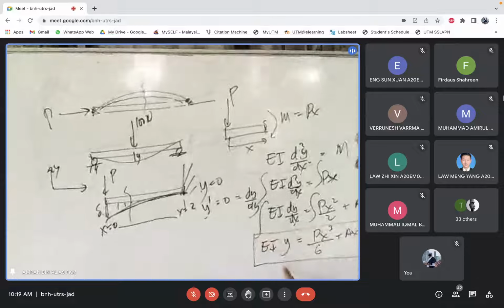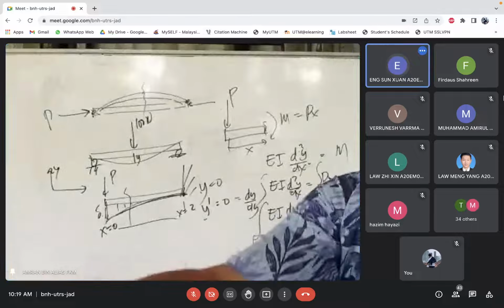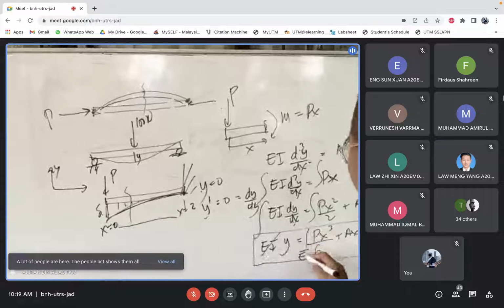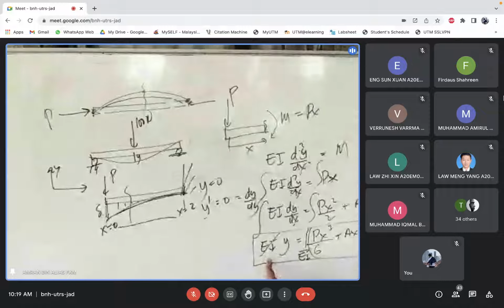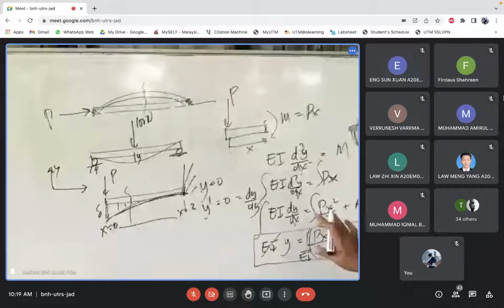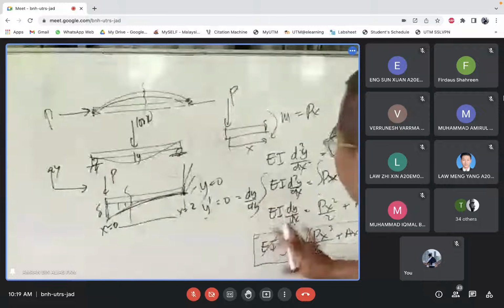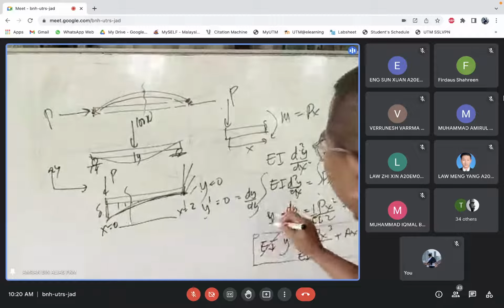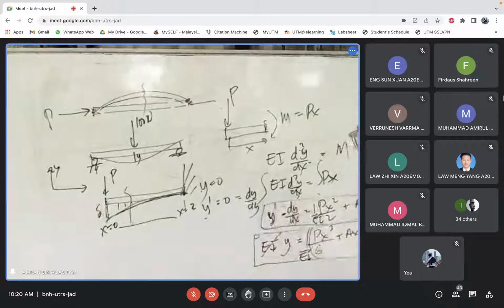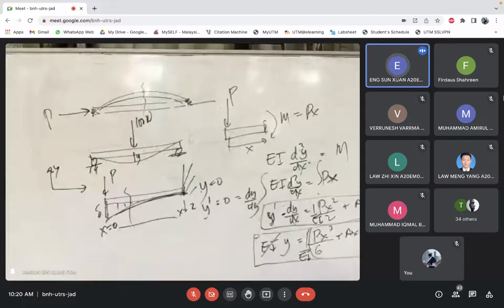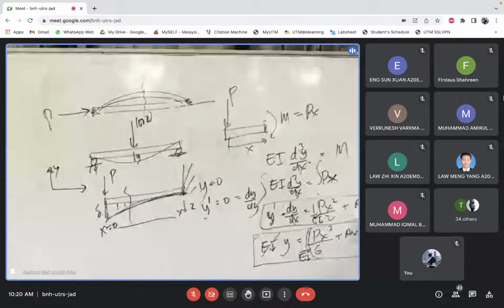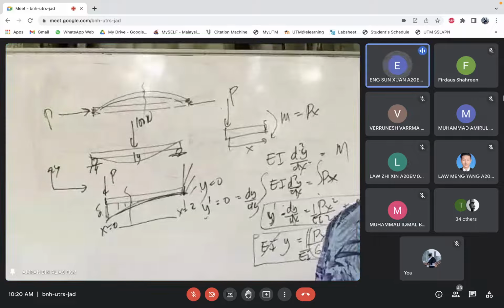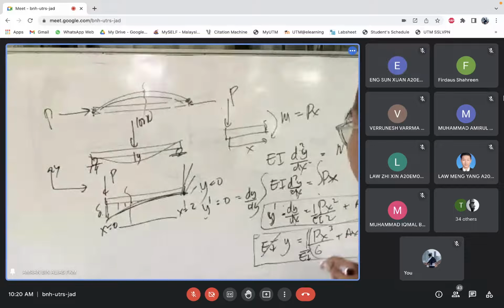We got a deflection formula here. Put EI at the bottom here, 1 over EI. So we got a deflection formula, right? And then the same thing here. Put EI back here. We got a slope formula here, right? But we have A and B. We have to solve for A and B first, right? So what is A and B?